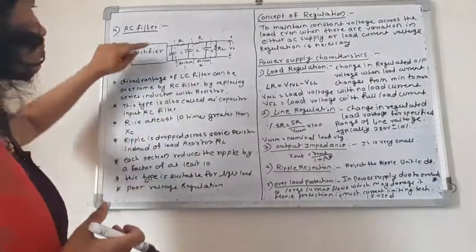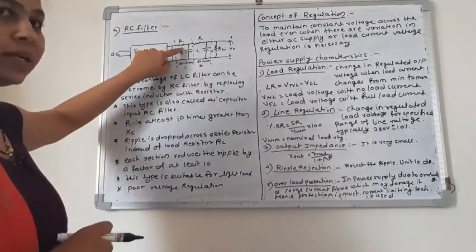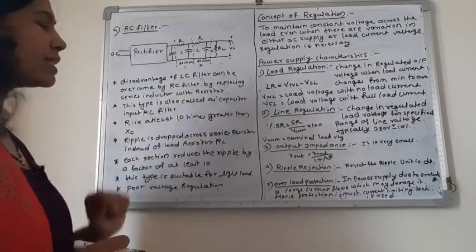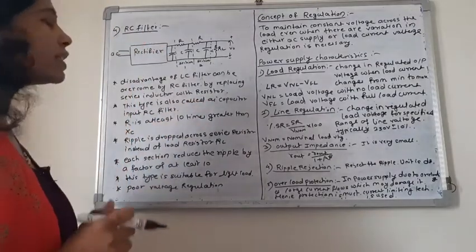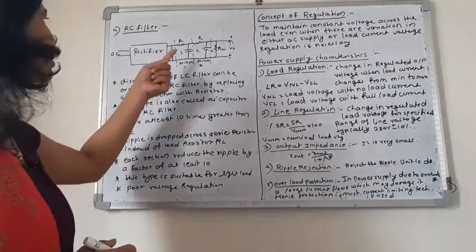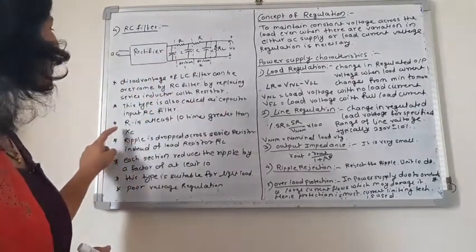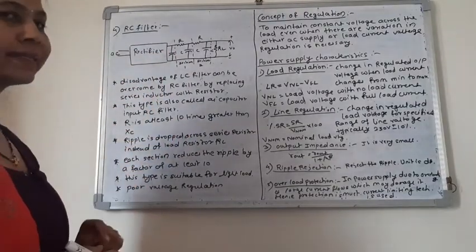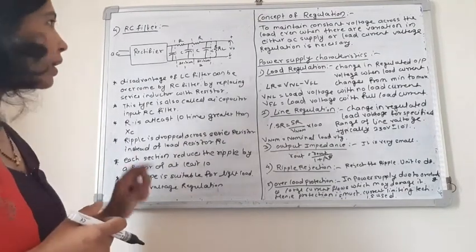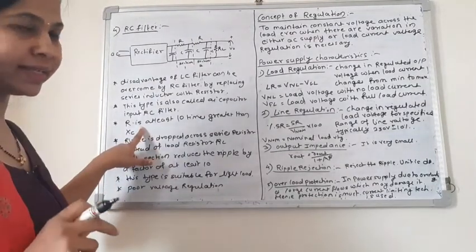Okay, so what happened here? The inductor is replaced by a resistor R. Next, this type is also called a capacitor input RC filter. This RC filter is also called a capacitor input RC filter, because we used the capacitor as the first input. Okay. Next, R is at least 10 times greater than XC. XC is what? It is the capacitive reactance. Okay. So R is at least 10 times greater than XC.